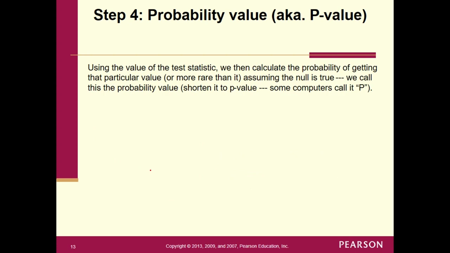All right, step number 4, the probability value, aka the p-value. Using the value of the test statistic, we then calculate the probability of getting that particular value, or more rare than it, assuming the null is true. We call this the probability value, and a lot of times we'll shorten this to p-value. Some computers call this simply p.